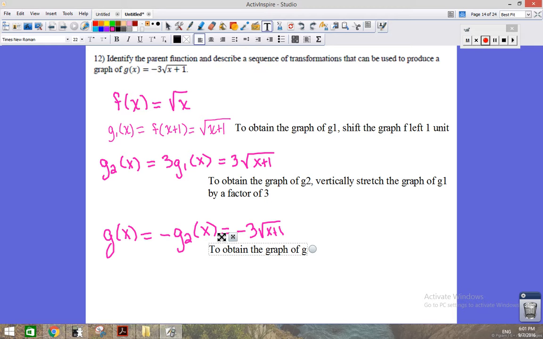This we're calling our final graph G. We reflect the graph of our previous graph we called G2, and the negative on the outside is changing the sign of the y coordinates, changing the sign of the output of the function. So that's a reflection across the x-axis. So we reflect the graph of G2 across the x-axis.